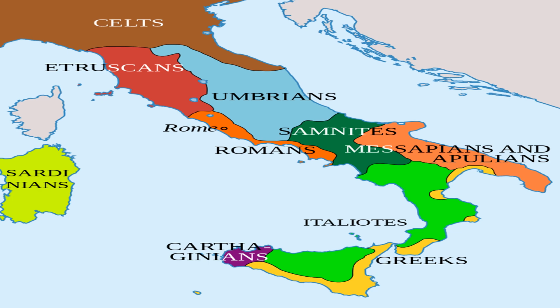This map illustrates the diversity of the Italian peninsula and surrounding islands at about the time the city of Rome was founded, circa 753 BCE. As you can see, the Etruscans are to the north of the Romans, and then there are other groups like the Samnites, Umbrians, of course Magna Graecia to the south, as well as the Sardinians on the island of Sardinia.